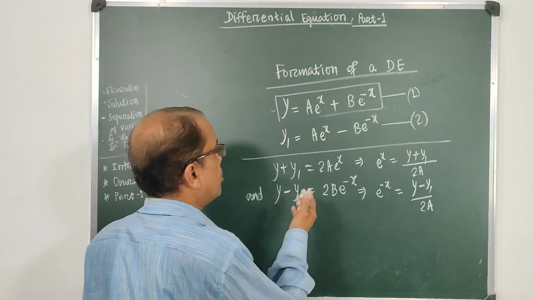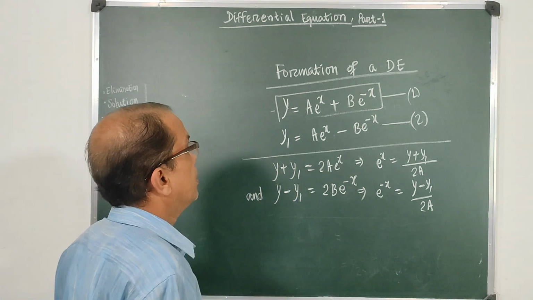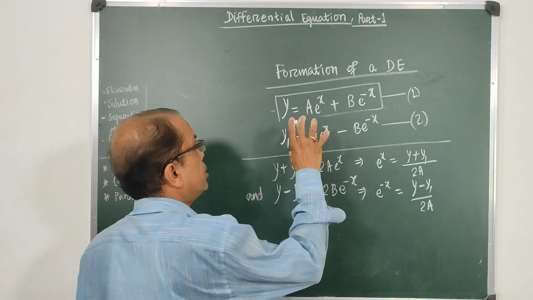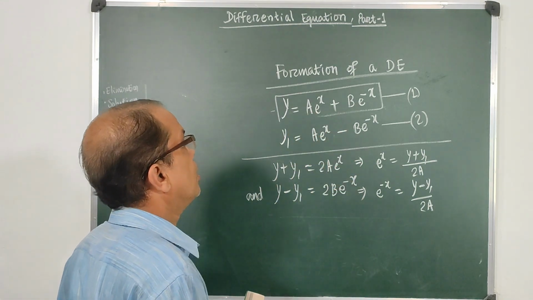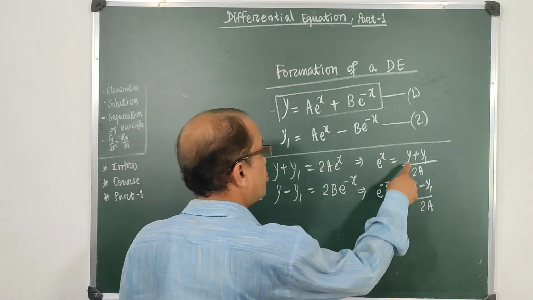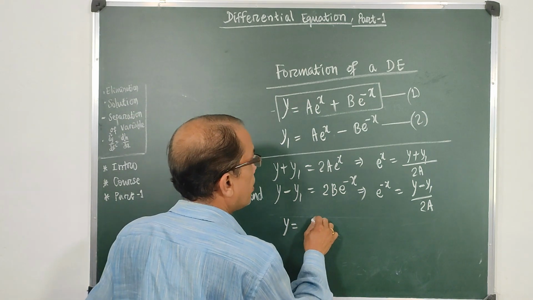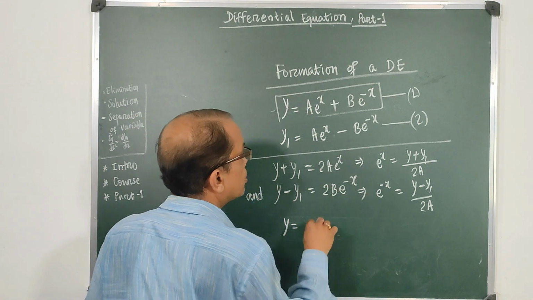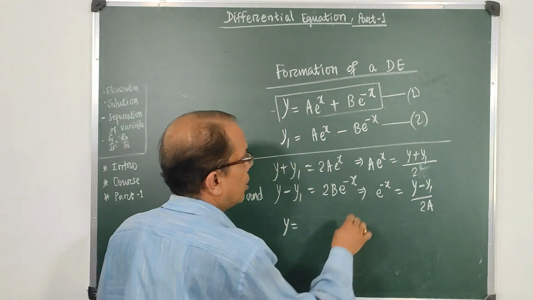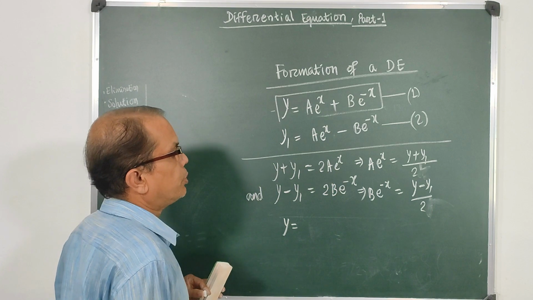So if we eliminate a and b from these equations and get some equation, then this is also a differential equation. Now if we put these two values here, we can find y is equal to a e to the power x, which is equal to (y plus y1) by 2, and b e to the power minus x is equal to (y minus y1) by 2.